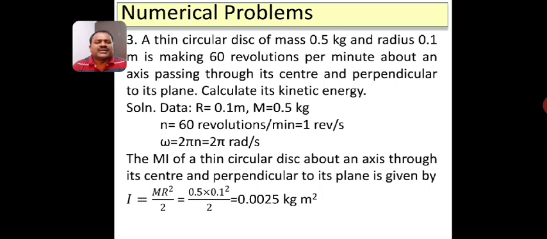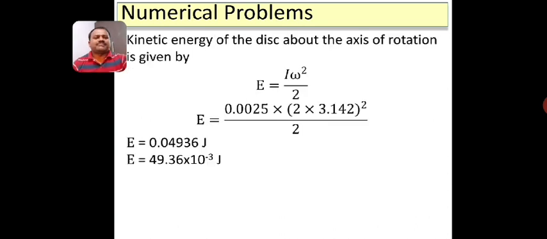So if you simplify it and calculate using a calculator, you will get the answer as 0.0025 kg meter square. And then the kinetic energy of the disk about the axis of rotation is given by E is equal to I omega square by 2, or half I omega square. So I is 0.0025 into omega is 2 pi, that is 2 into 3.142 whole square divided by 2.